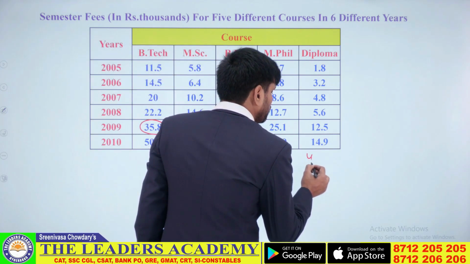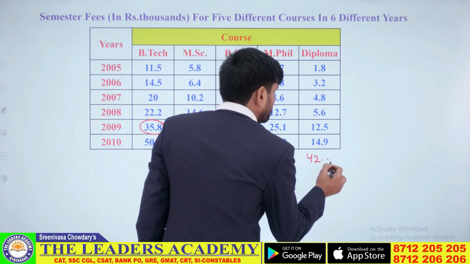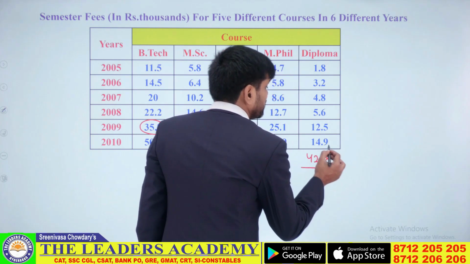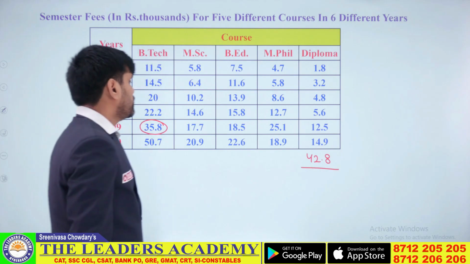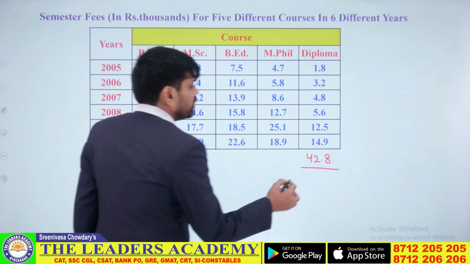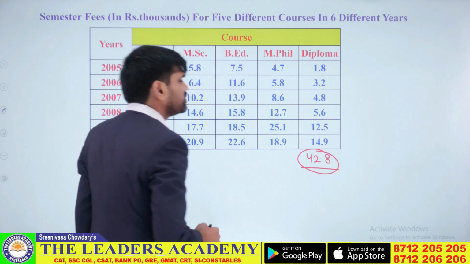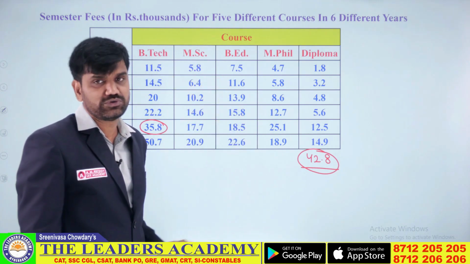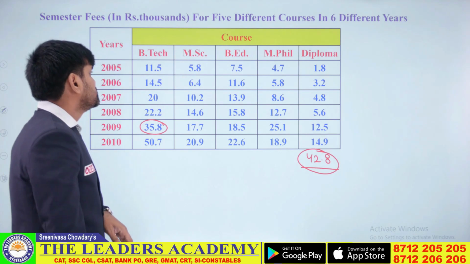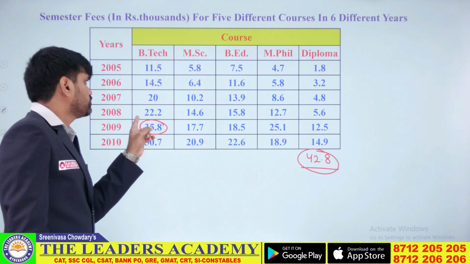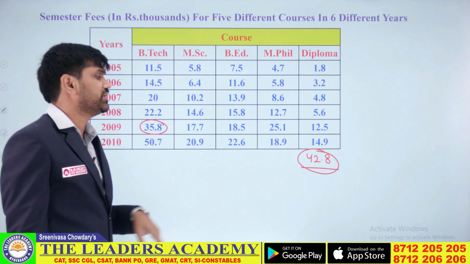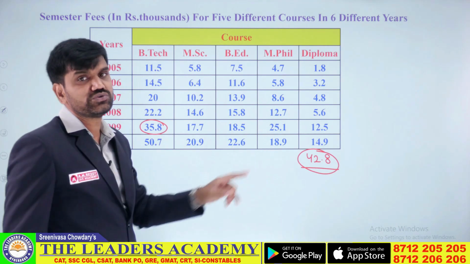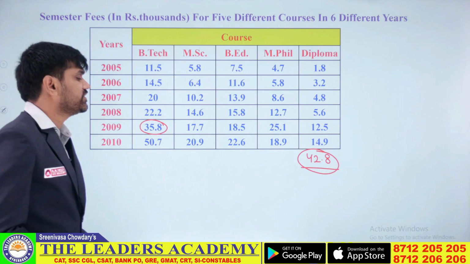428 means 42.8 I can write it as, because I have to put the decimal after one place. So 42.8, which is nothing but 42,800, is the total fee charged for diploma for all the semesters, all the years put together. Whereas semester fee for BTech for the year 2009 alone, it is 35,800. What is the difference between those two, he is asking. So what is the difference dear?